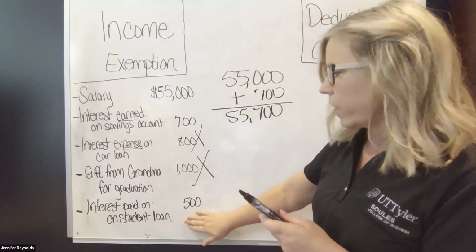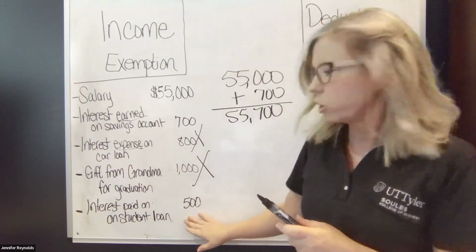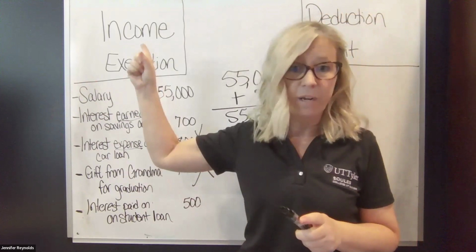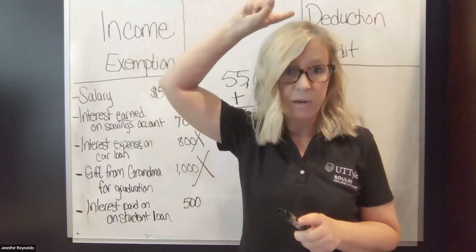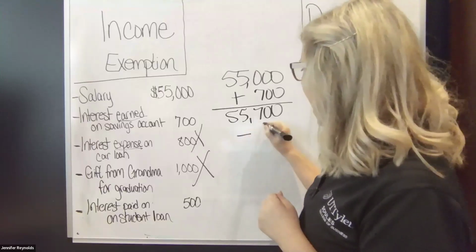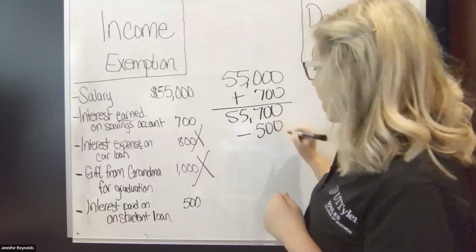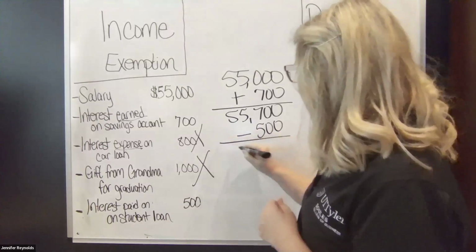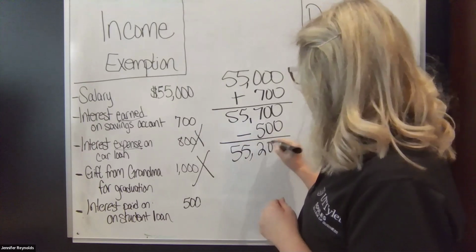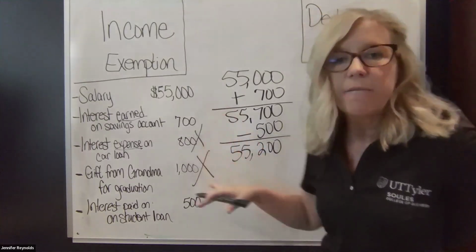So, okay, what are we going to do with this? Interest paid on a student loan, $500. First of all, that is not an item of income. We paid it. So it is a deduction because Congress says it is. So we subtract it from our income. And now we get to an amount called $55,200.